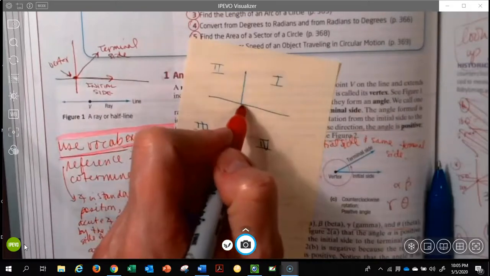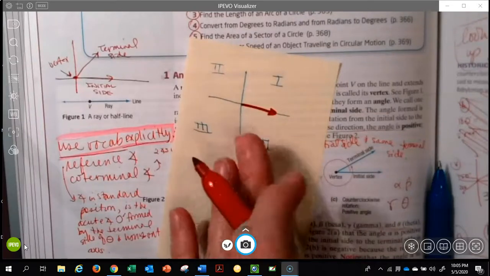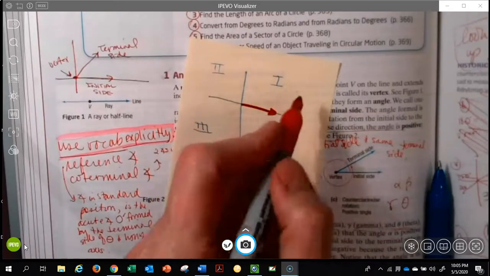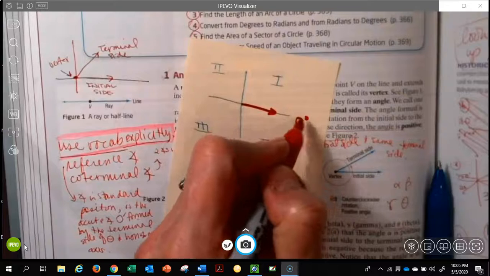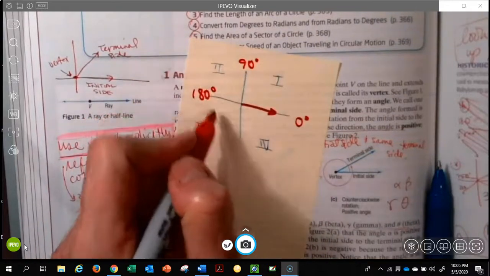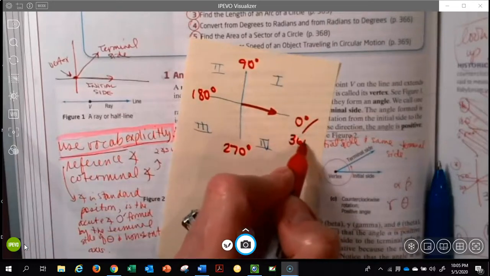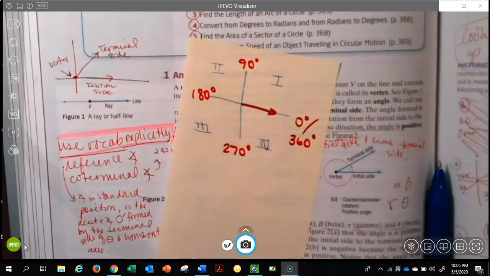And so if we have an angle, and I'm going to go ahead and draw it, and we'll talk about what this is in just a minute, right there, we're going to call this 0 degrees. And this one up here is going to be 90 degrees, and 180 degrees, and 270. You're going to need to memorize those. And when we get back around here, it's going to be 360. And you will memorize those because we'll use them so much.